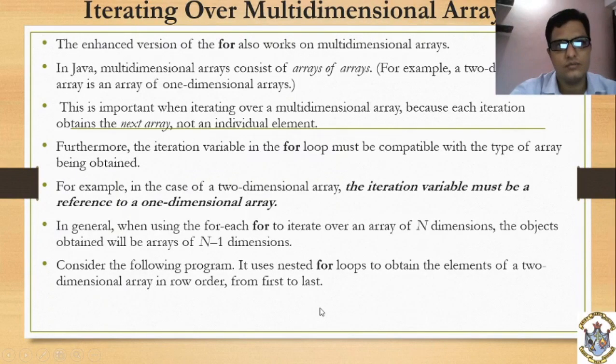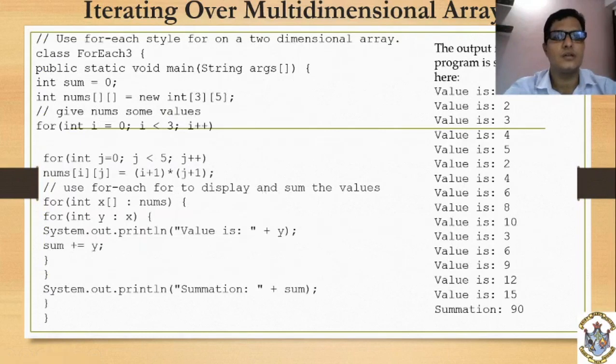Okay, now iteration over multidimensional arrays. The enhanced version of for also works on multidimensional arrays. You can use it with multidimensional arrays too. The same concept applies here; it is also called an array of arrays. So you can use it to get the next array, not an individual element. It always refers to the next one; after assigning that, it tries to refer to the next. This is iterating over a multidimensional array. Let me show it here.